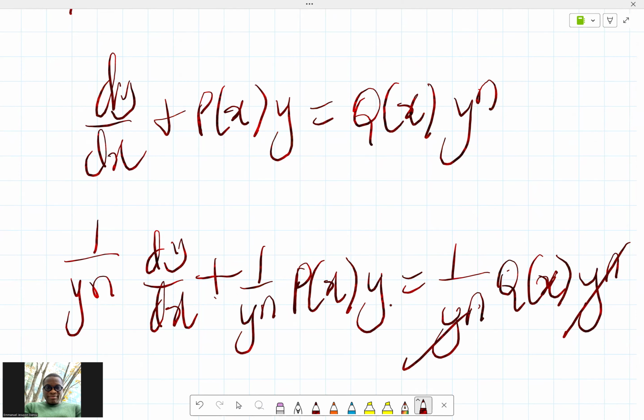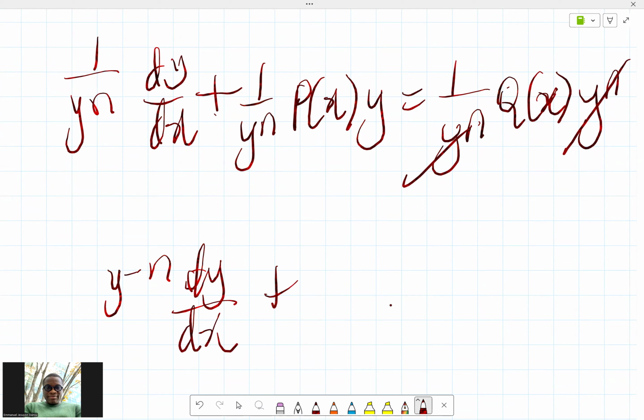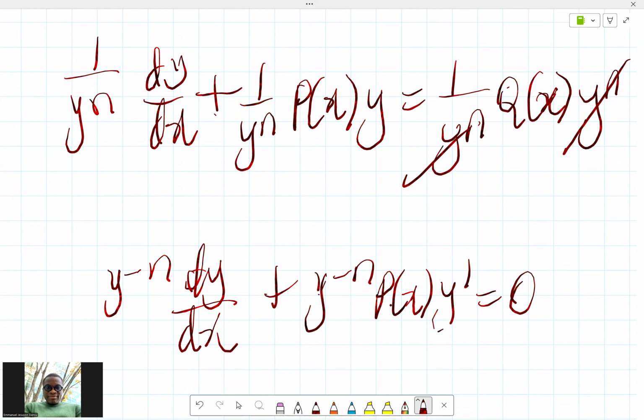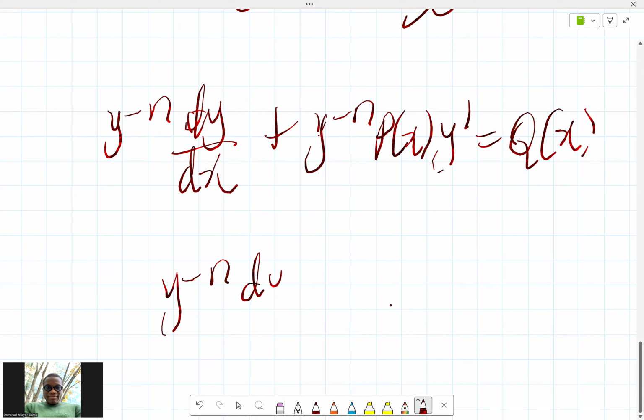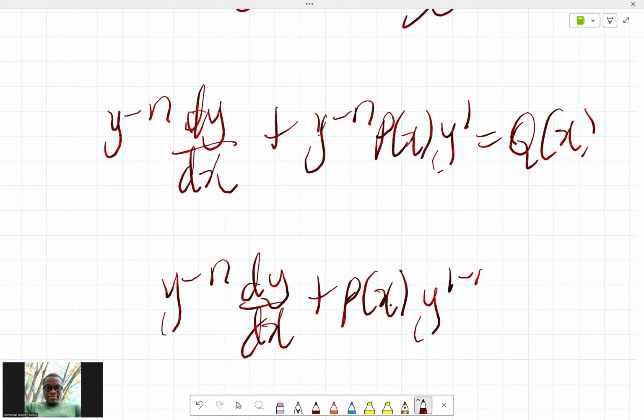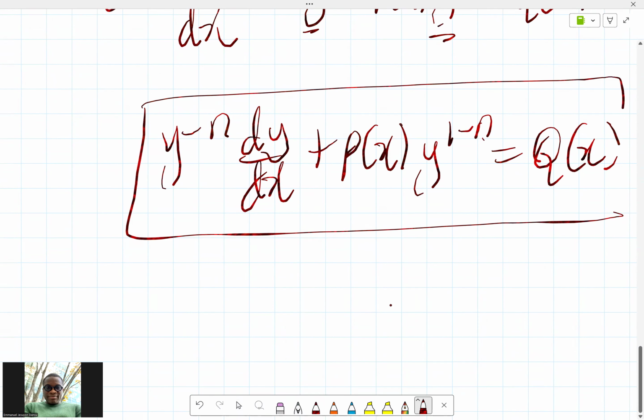So this just cancels this out. And then here we have y raised to power minus n dy/dx plus, of course, y raised to power minus n p of x y raised to power 1 equals q of x. So we have q of x left there. We can write this as y raised to power minus n dy/dx plus p of x y raised to power 1 minus n, putting these two together, equals q of x. Now, having divided through by y raised to power n, see the expression we have.